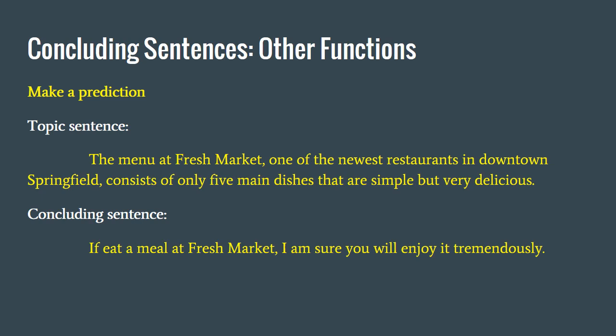And that's the prediction. In the example above, the topic sentence informs us that the menu at Fresh Market only has 5 dishes and they're very delicious. And the concluding sentence makes a prediction that you will enjoy this place very much if you eat there.